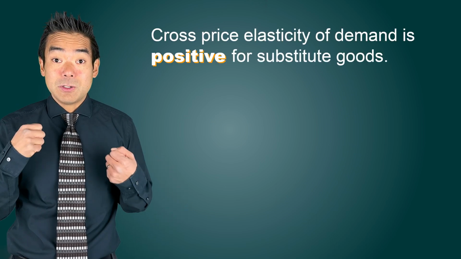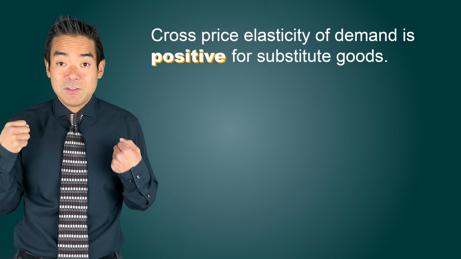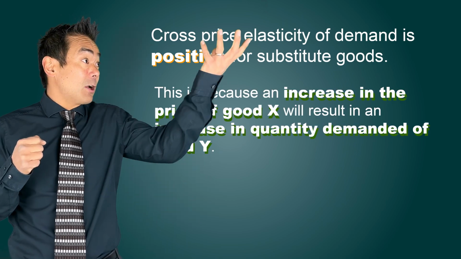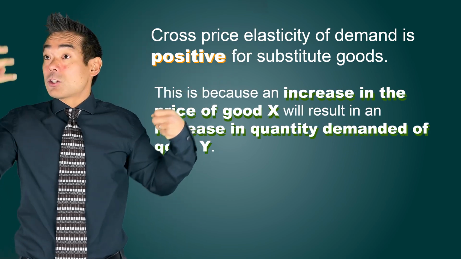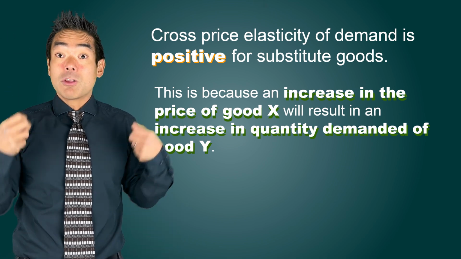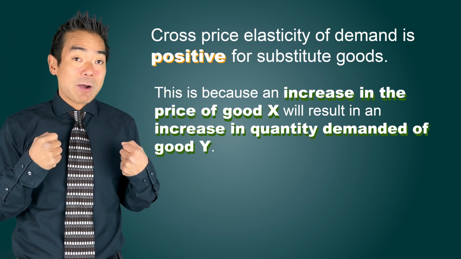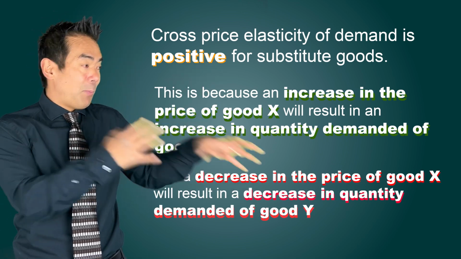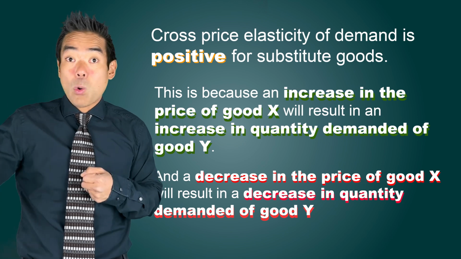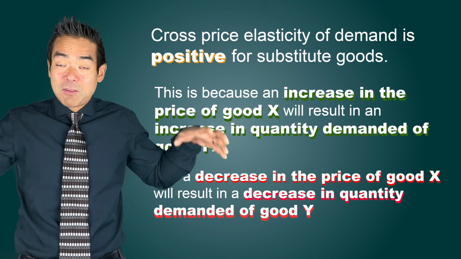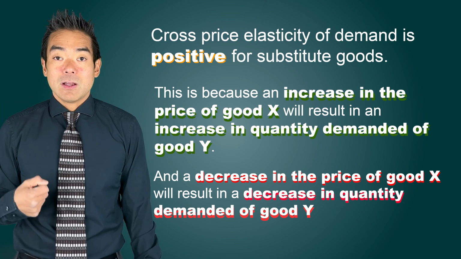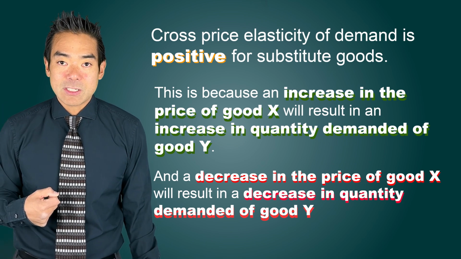For substitute goods, cross-price elasticity of demand is always going to be positive. When the price of good X goes up, people buy less of good X, so they buy more of good Y. The quantity demanded of good Y also goes up, both positive percentage changes. When the price of good X goes down, people will buy more of good X, so they buy less of good Y, a substitute good, so the quantity demanded of good Y goes down. Both of these are negative percentage changes, which yields a positive cross-price elasticity of demand coefficient.